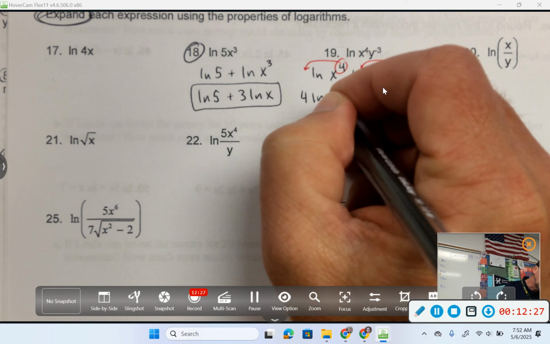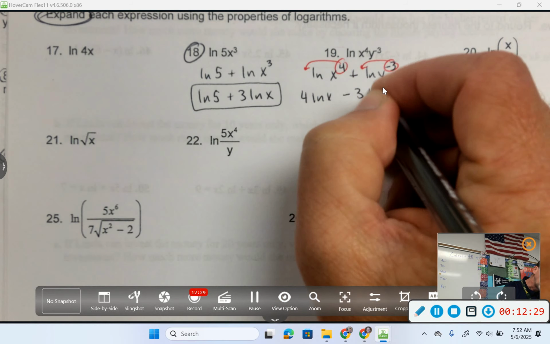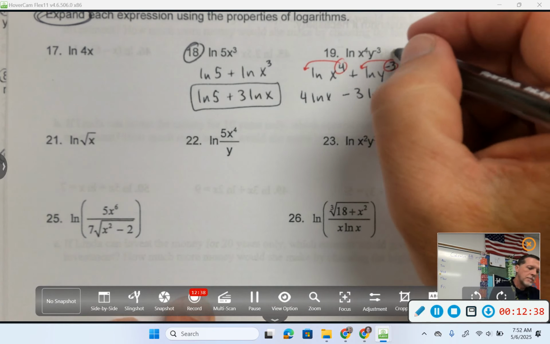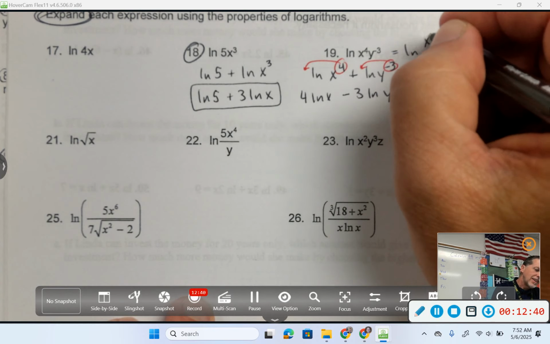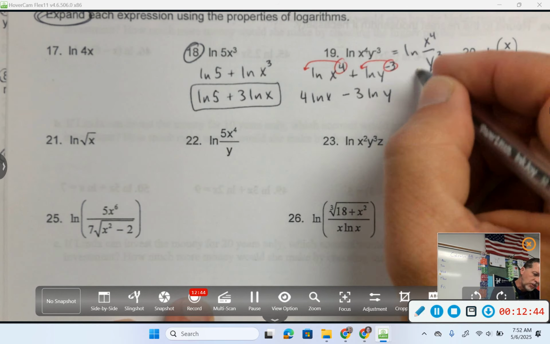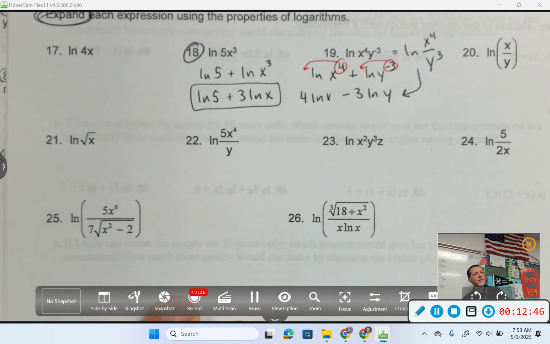So 4 natural log x minus 3 natural log y. So wouldn't that make it divided? Oh, but I guess you flipped it, okay. So if you had written it like this first, then you still would have landed there. So another one of those where there's slightly different paths, but you should end up at the same spot.